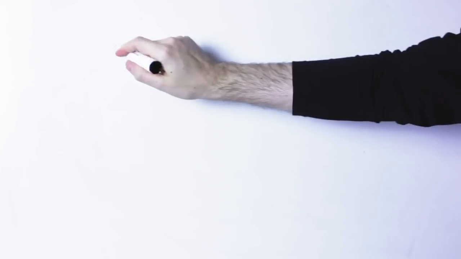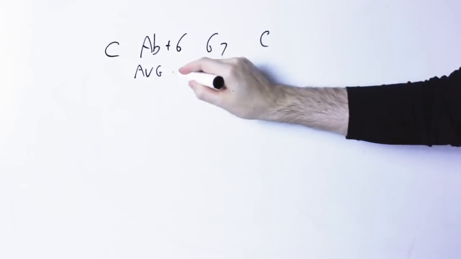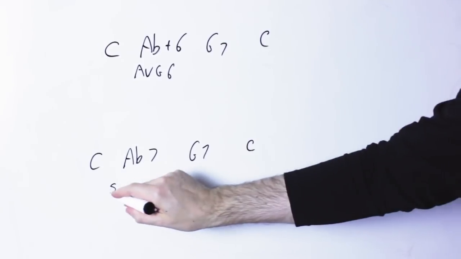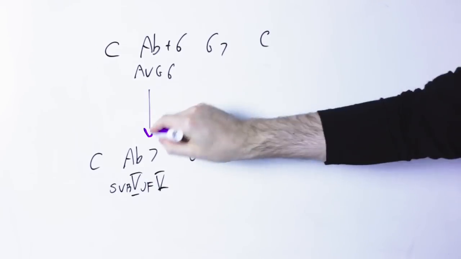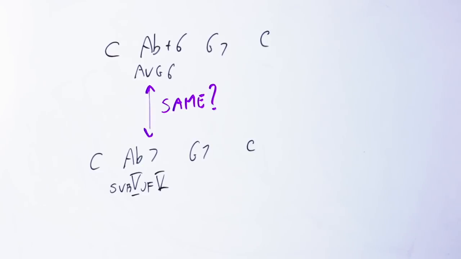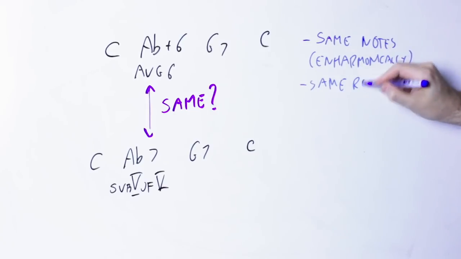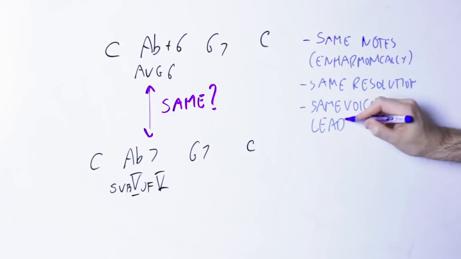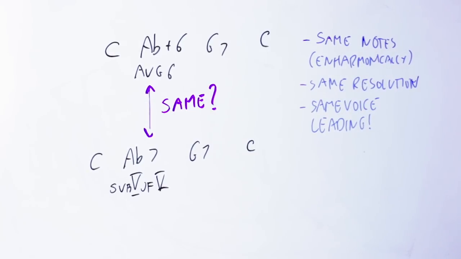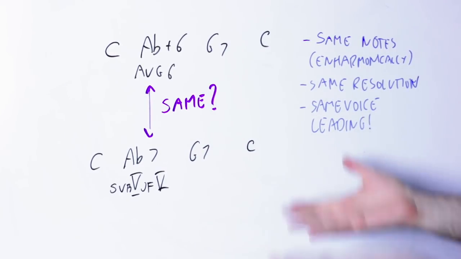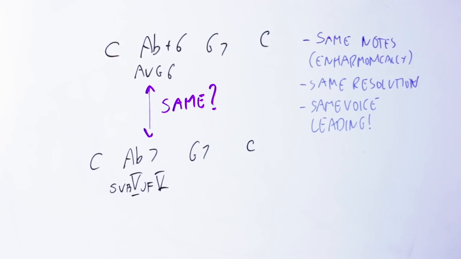So now, at first sight, it looks like this augmented 6th chord and this tritone substitution chord here are exactly the same chord. They have practically the same notes. They practically behave the same way. So, are they the same? Well, yes and no. I will say yes to simplify, but they're actually two different things.